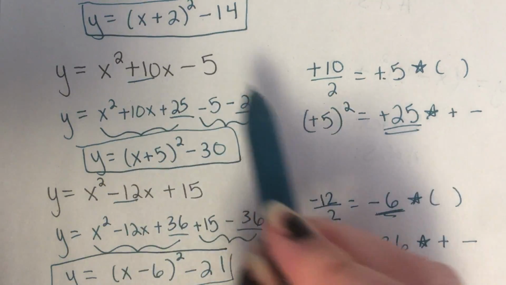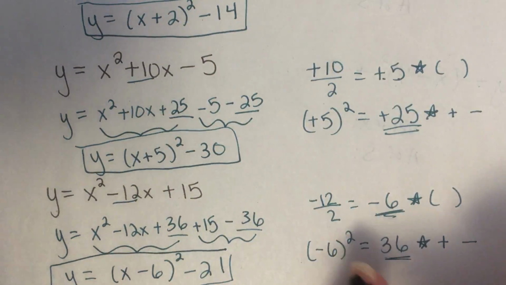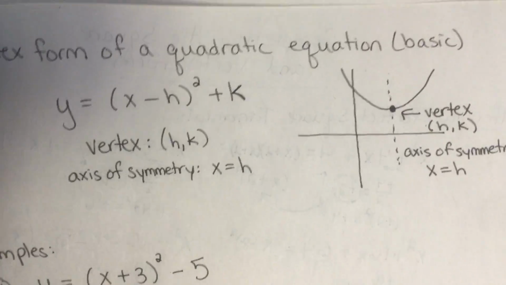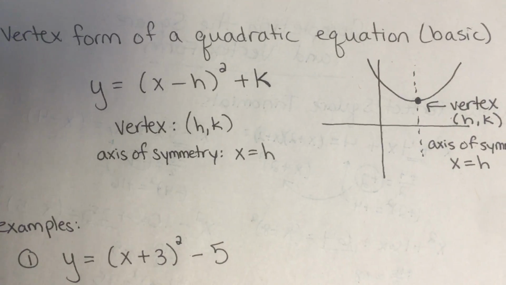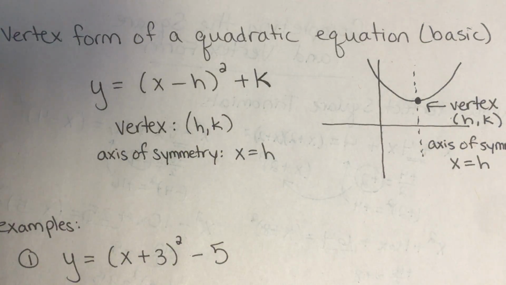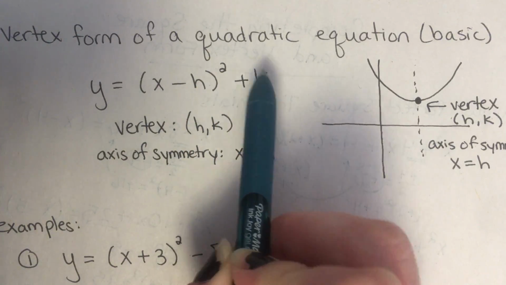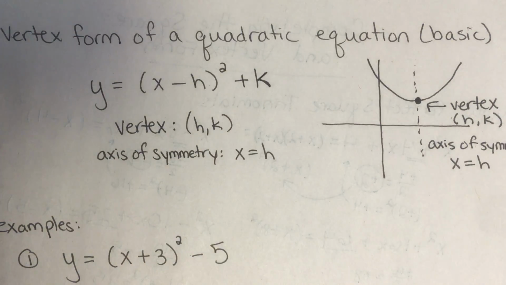So why do we even want to write our trinomial into this format? Well, it's because this format is actually called the vertex form of a quadratic equation. So this is the basic version. There's a little bit more complicated ones, but this is all we really need to know for right this second. But do you notice this format, x minus a number squared plus k? This helps us identify the vertex.